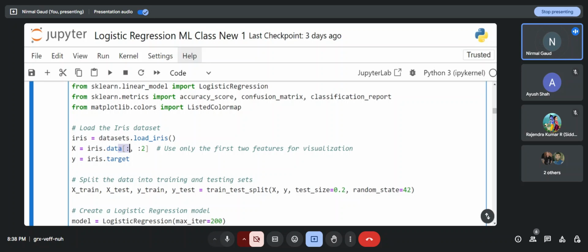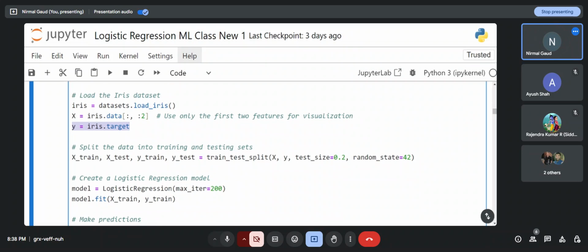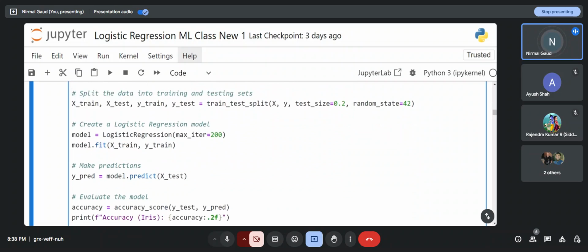So this is for row, this is for column. A colon for the row means all the entries present in the row are considered. Colon 2 means starting from the 0th column till the second column, with the second excluded. So we'll be taking the 0th column and the 1st column. The target is as usual. We performed training, testing, everything.